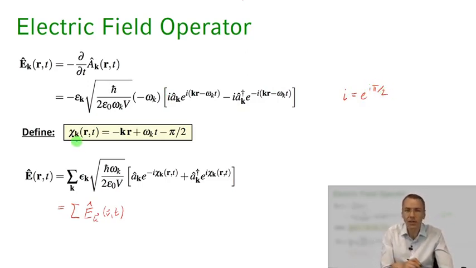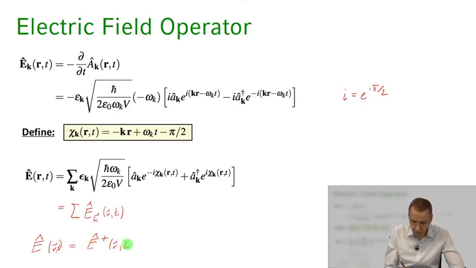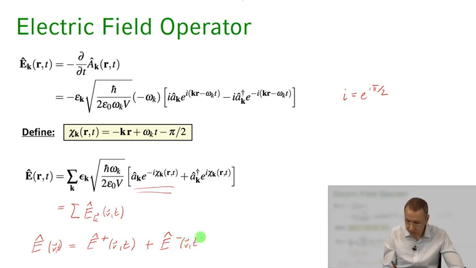And then we can define these phase factors chi_k of r comma t and just write down the total electric field operator in a very compact form as a sum of the electric field operators of the different modes. So this is the sum of the electric field operator over the different modes, E_k. And each mode electric field operator is given by this term, where we now introduce these phase factors to make the notation slightly more compact. We can also write this electric field operator as a sum of positive frequency components, given by the first term here, and a sum of negative frequency components, E minus of r comma t, given by the second term here. So these terms we'll actually also use in decomposing the field operator in positive and negative frequency components, just as we've written down here in this sum.